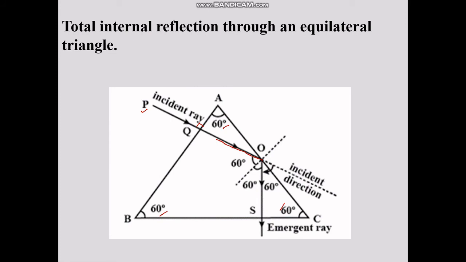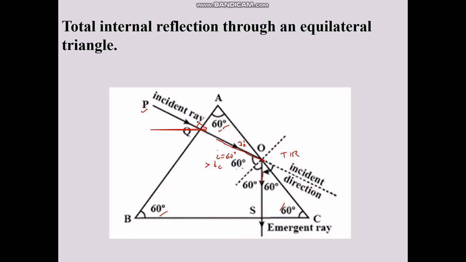Now, children, this is 90°. This is 60 degrees. So what will this be? This will obviously be 30 degrees. This is the normal over here. Since this angle is 30, this angle will be 60. So the angle of incidence is 60 degrees, and you know that this is greater than the critical angle, that means greater than 42 degrees. So at this point O, light will suffer total internal reflection and it will follow this path.